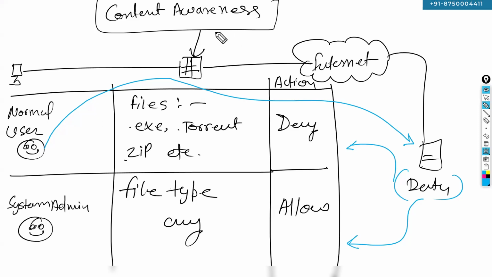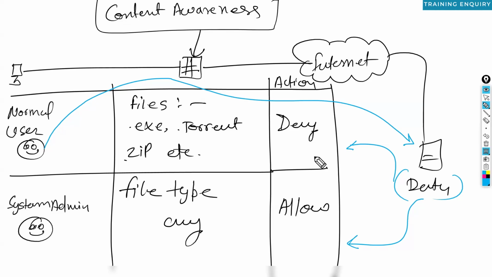The same feature is called file blocking in Palo Alto. The content awareness feature is called file blocking in Palo Alto firewall. It is only for your knowledge. So this will be done with the help of content awareness.